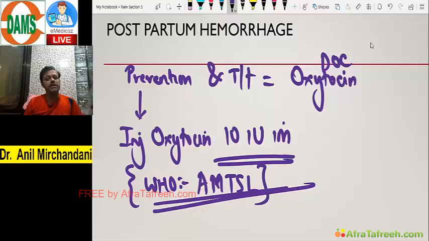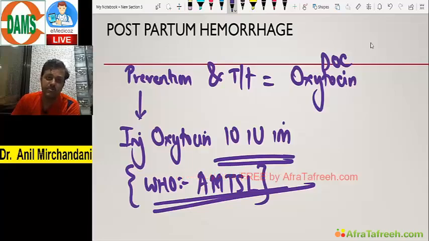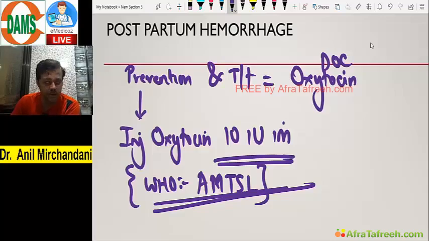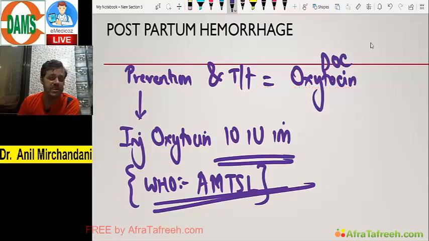Deliver the baby, let the placenta come out, and then you clamp the cord. That is deferred cord clamping, which is the latest thing. In WHO's protocol, active management of third stage of labor, we do delayed cord clamping. Wait for 1 to 3 minutes after the baby is delivered, and then clamp the cord. 1 to 3 minutes is the time given by WHO. Okay, got it? Very clear.